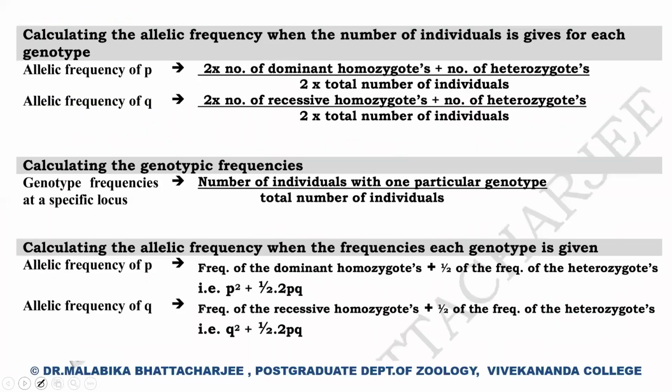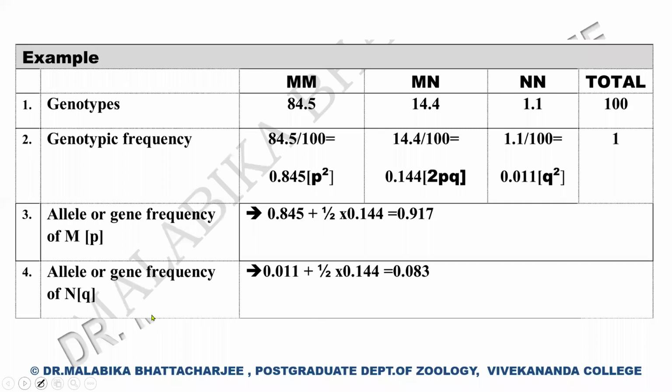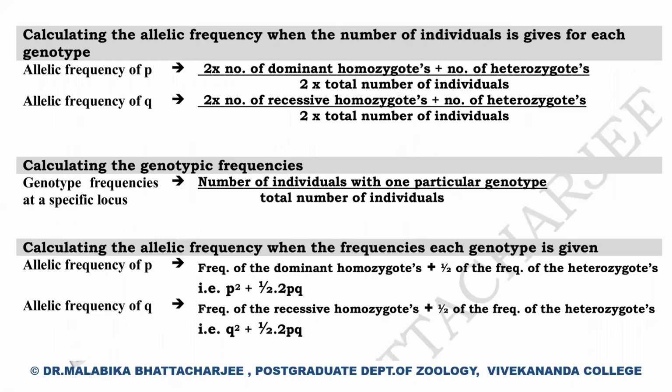So a very basic problem, but prior to showing you the problem, this is just a recapitulation of what we did. There are two ways of calculating the allele frequency. The first is when the number of individuals is given. So 2 into number of dominant homozygotes plus number of heterozygotes divided by 2 into total number of individuals.